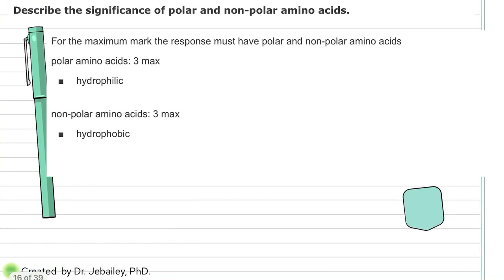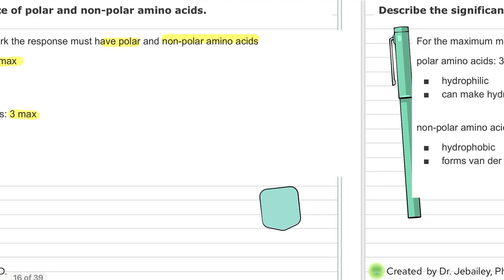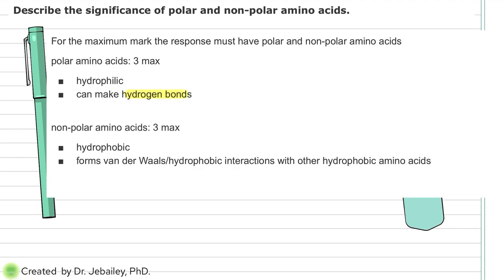So for the mark scheme, as you can see, for maximal mark, response must have polar and non-polar amino acids. So that means we have to talk about both. So we have possible 3 marks for each. So first is hydrophilic for polar and hydrophobic for non-polar. Second, this polar, because hydrophilic, because it mixes with water, it has a hydrogen bond with water.